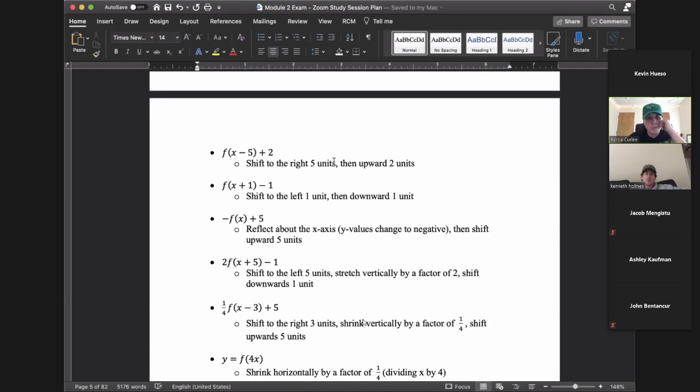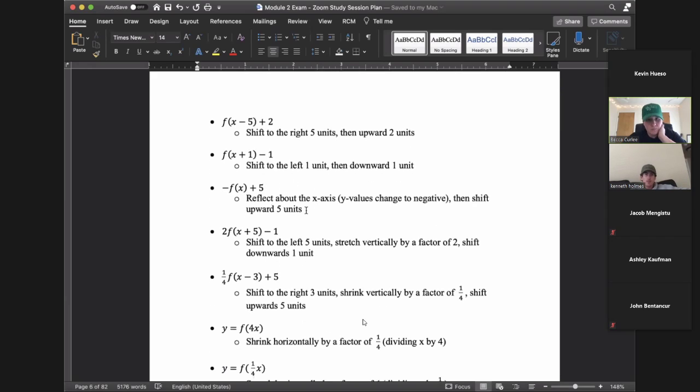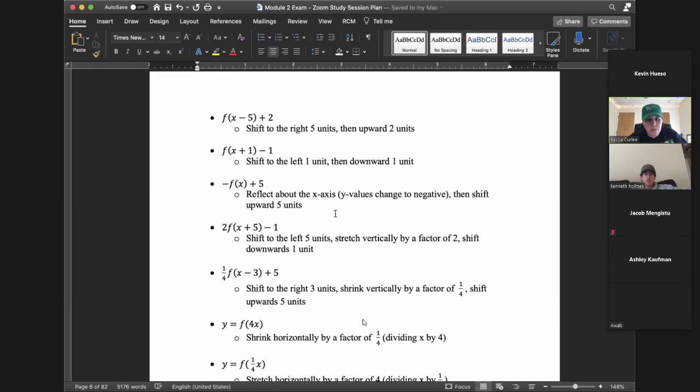So just some examples. f(x - 5) + 2 means that we're going to shift to the right 5 units because we're affecting the x values, and then shifting upwards 2 units. f(x + 1) - 1 is shifting to the left 1 unit and downwards 1 unit. -f(x) + 5 is reflecting about the x-axis, because if you think about it, we're affecting the y values, so we're going to reflect on the x-axis. Plus 5, so we're shifting upwards 5 units.